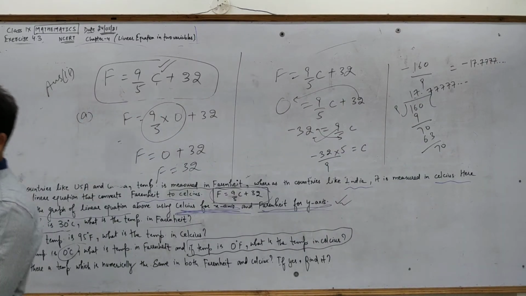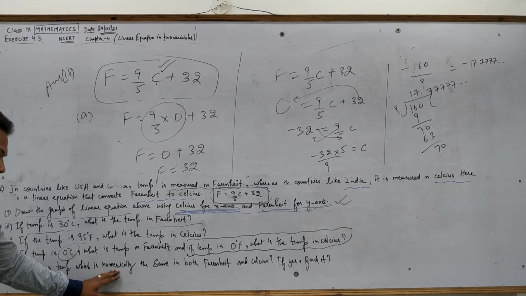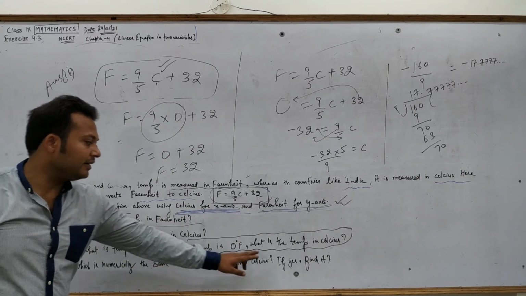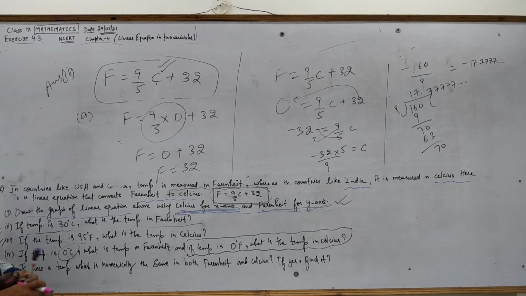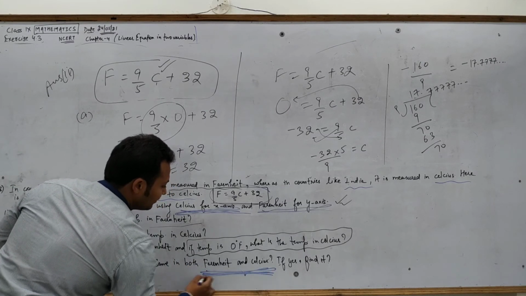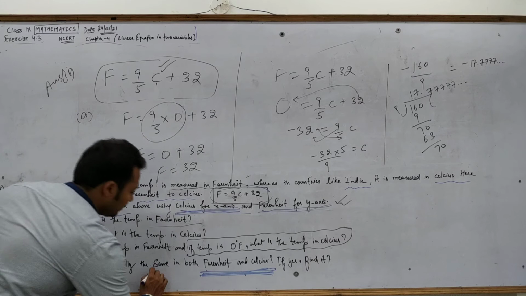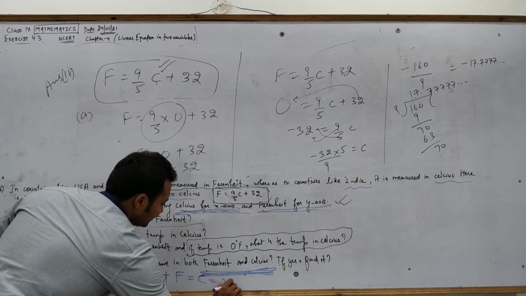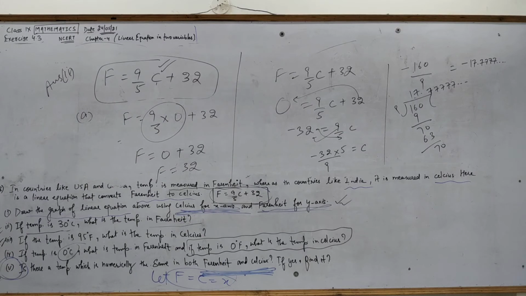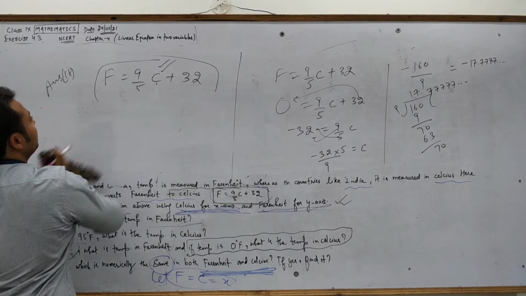Last part. They are asking us, is there any temperature which is numerically the same for both Fahrenheit and Celsius? That means they are asking, is there any particular temperature where Fahrenheit and Celsius both show the same value? If they are showing the same value, let us suppose them the same. So in the fifth part, we will take let Fahrenheit equal Celsius equal x, because we are to find whether they are the same for any particular value or not.